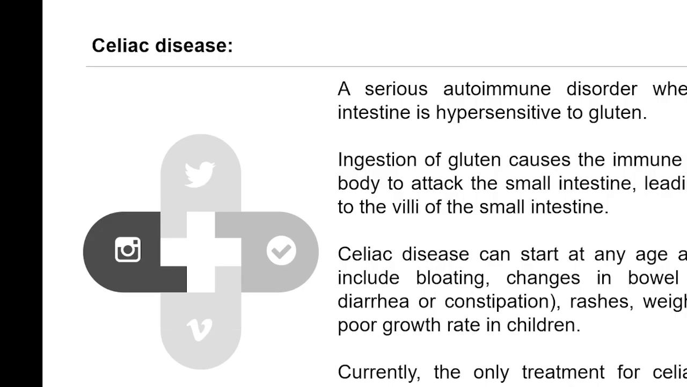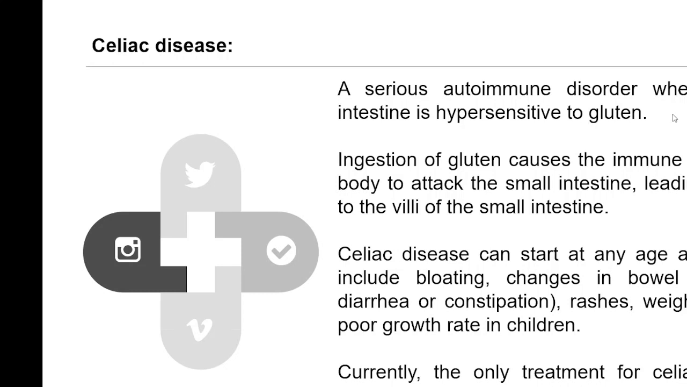Now another common disease is known by the name celiac disease. It is an autoimmune disorder. What is an autoimmune disorder? You know, our immune system fights against bacteria and viruses entering your body. Sometimes what happens is that your immune system works to destroy your own body cells. That is known as autoimmunity or an autoimmune disorder.